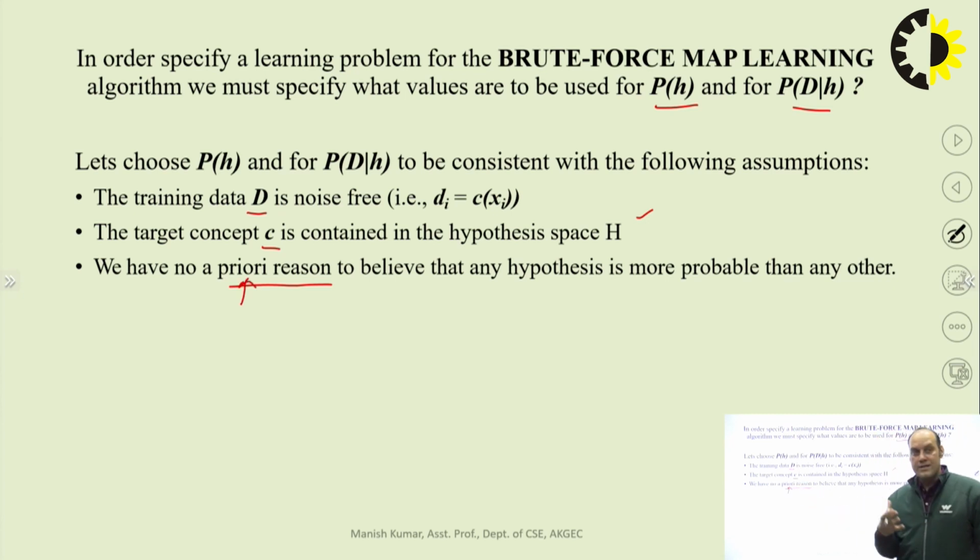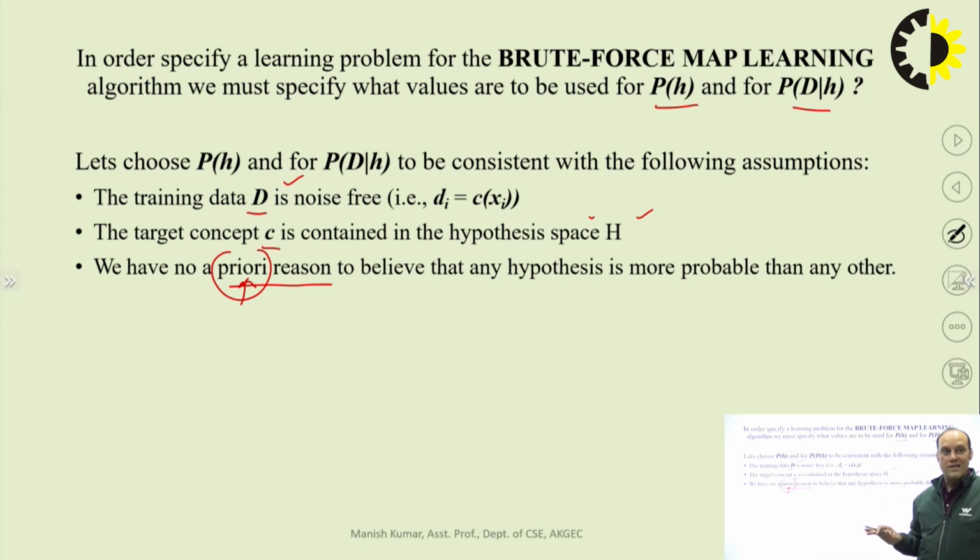That reason, which I have already discussed, is where it will consist of all the legal moves. Out of those legal moves, one best move will come out. So that reason is called an a priori reason. So we have no a priori reason to believe that any hypothesis is more probable than any other. Our training data is noise free, number one, and this target concept C is contained in our hypothesis space.